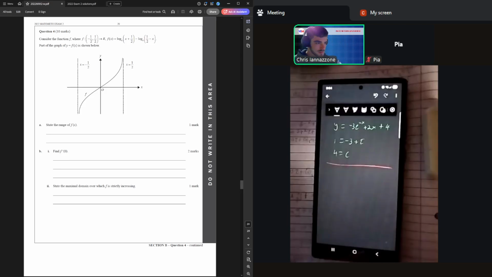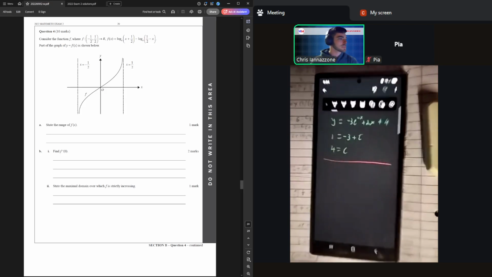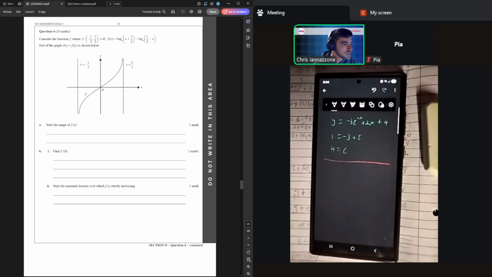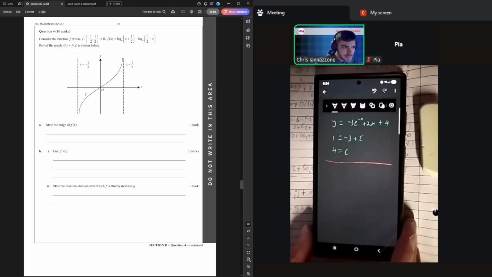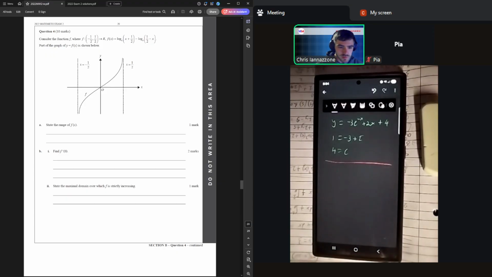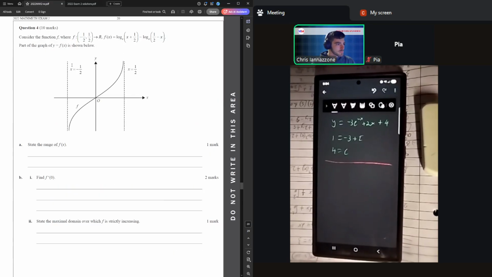So, what I've got here is the past exam 2022 exam 2. I just got it up from where we left off last time we had a look at this. Have you made much more progress on this particular exam? Because if so, I'm happy to move on to a new one.